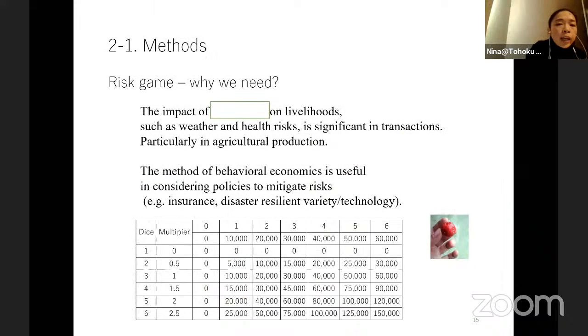So, another game I asked you to join was the risk game. In the real world, the impact of uncertainty is very important, such as weather change or health risk. Particularly in rural areas, in farming and agricultural production, farmers face so many risks. So knowing risk preference is very important to think about mitigation policy, policy to mitigate risk. Okay, so if we can understand the risk attitude, then we can provide the best insurance for the farmers, or disaster resilient, risk resilient varieties or technology. So this is important.